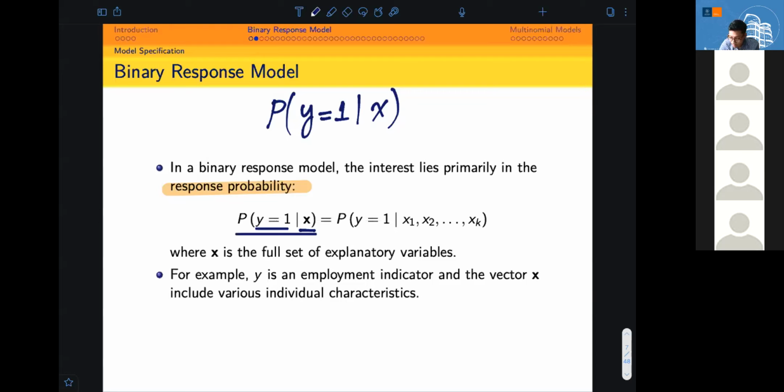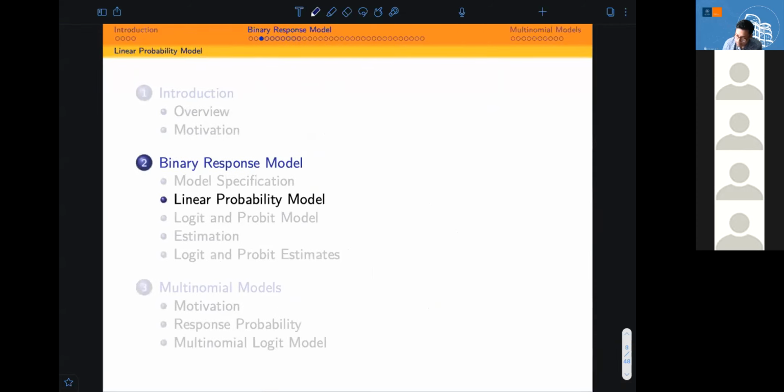Okay, very good. So those are some additional examples of interesting binary dependent variables out there, and I'm sure that with 40 students here in the class, there will be more examples. Okay, so given that we understand the response probability, the probability that y is equal to 1 conditional on some observable, now we would like to model that response probability.